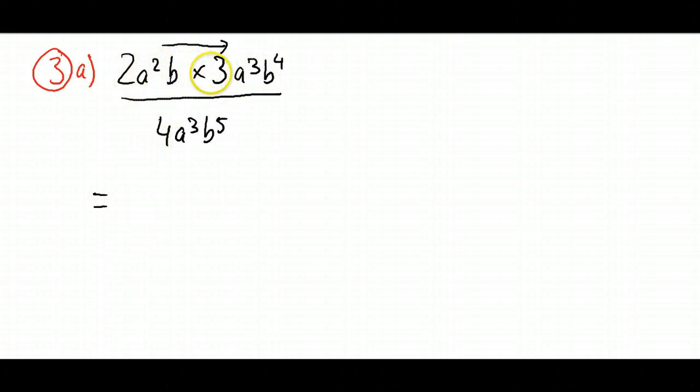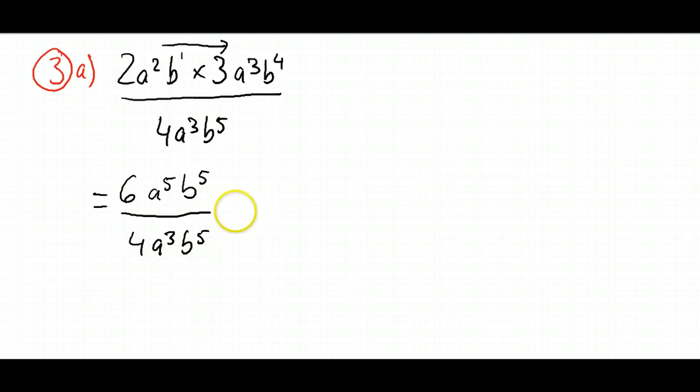So we've got 2 and a 3, so we can multiply those together and get 6. We've got a to the power of 2 times a to the power of 3, so we've got the same base, we can add their indices together. That's going to be a to the 5. And we've got b to the power of 1 times b to the power of 4. We can add their indices together because they've got the same base. That's going to be b to the 5 as well. And that's been divided by 4, a to the 3, b to the 5.